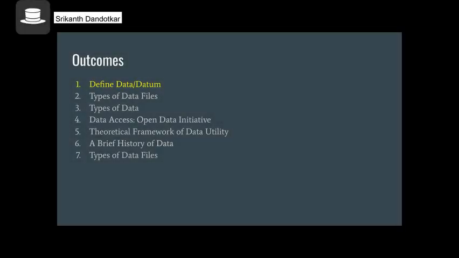In this unit, we'll first talk about data, try to define it, then talk about different types of data files, different types of data, and the Open Data Initiative specific to accessing data. Then we'll talk about the theoretical framework specific to utilizing data. Then I will talk about a brief history of data, and finally we'll end by talking about different types of data files.